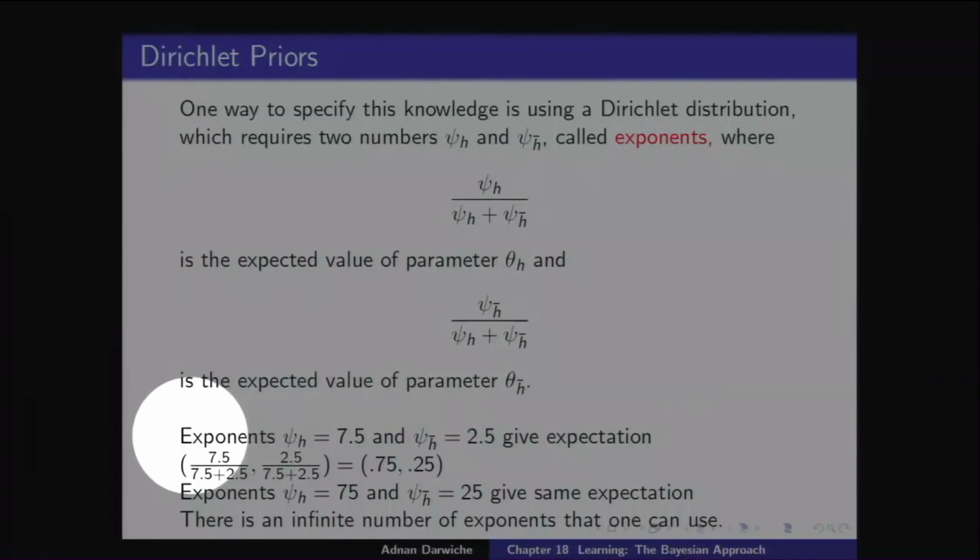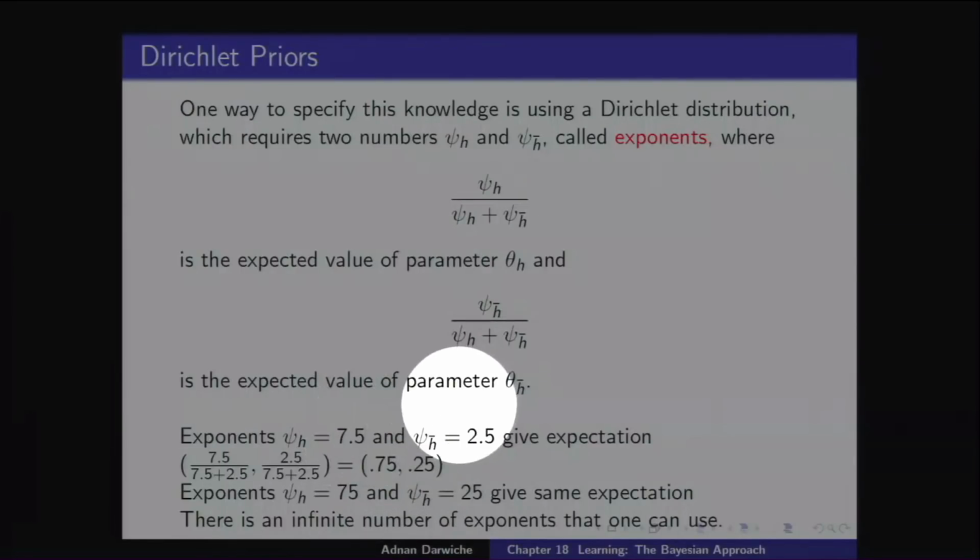So let's take a concrete example. Let's say you have this exponent 7.5 for h, and the one for h prime is 2.5. These are the two exponents. So what is the expected value here? 7.5 over 10 and 2.5 over 10. That's this. So the expected value in this case is 0.75 and 0.25. Now here's the interesting thing.